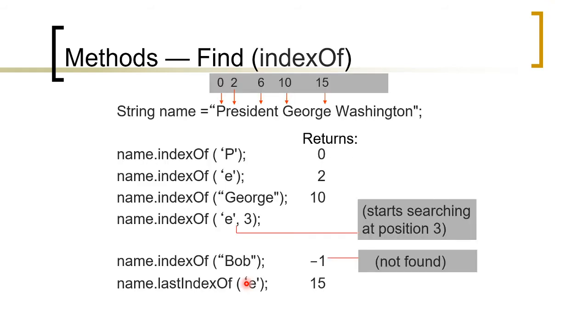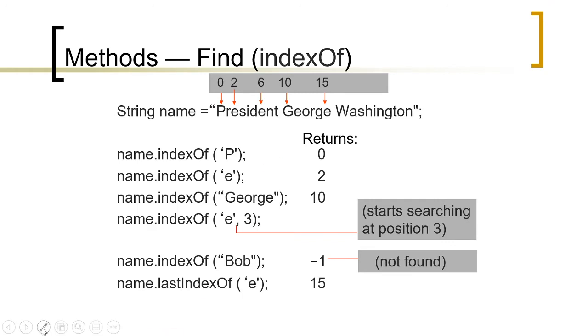Okay. So we do have here another example. We do have an indexOf method. The indexOf method, take note, will return the index of a specified character or a specified substring.